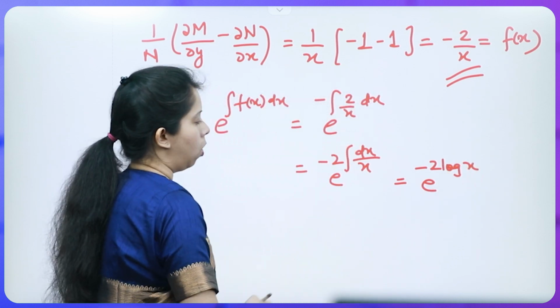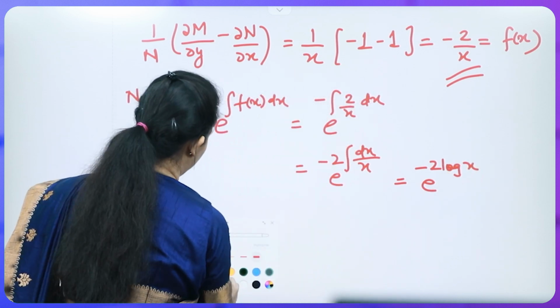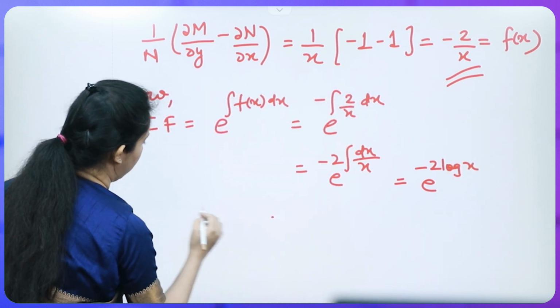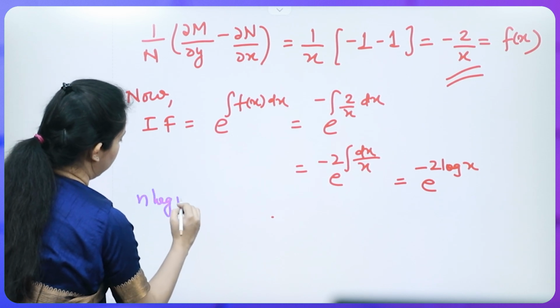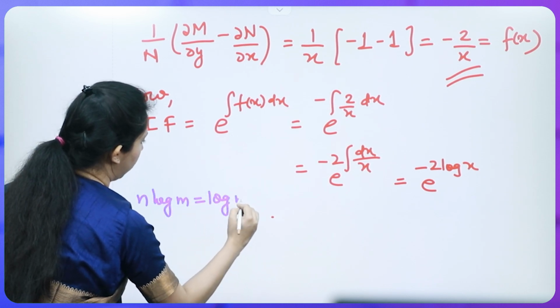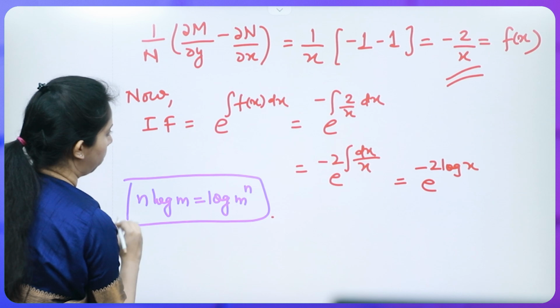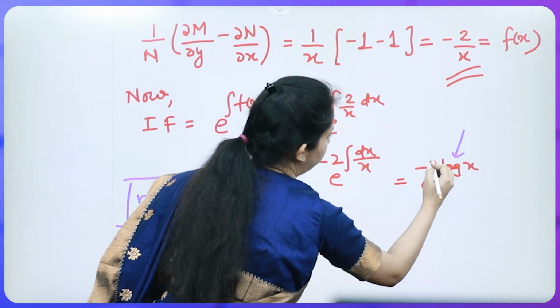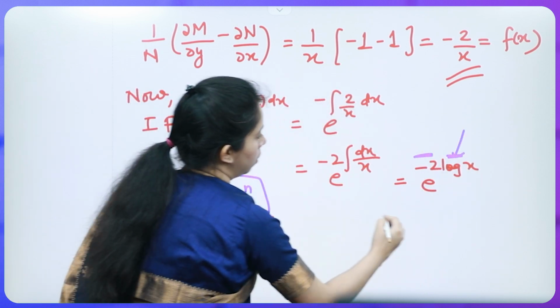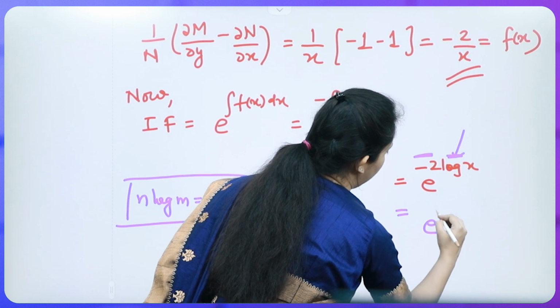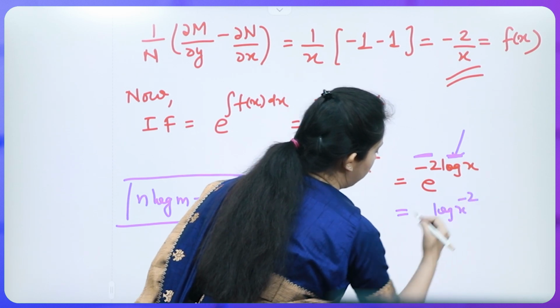By the property of log, we have n log m is equal to log m raised to the power n. So, we are using this property over here. We have n log m. So, we will have e raised to the power log x raised to the power minus 2.